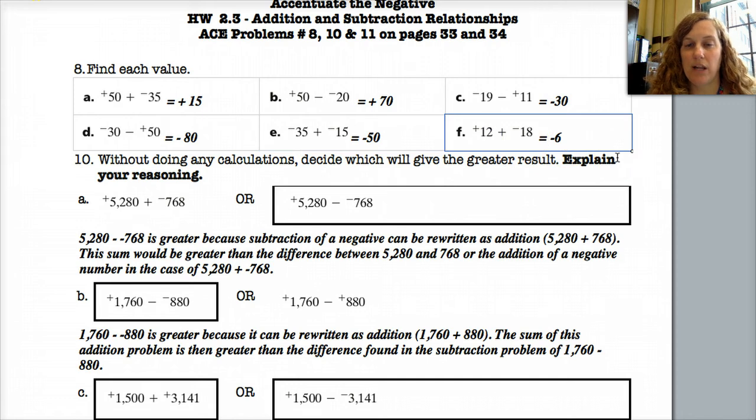Positive 12 plus a negative 18, I think I would change that one to a subtraction. Positive 12 minus a positive 18, and it's negative 6. Either way on that one.